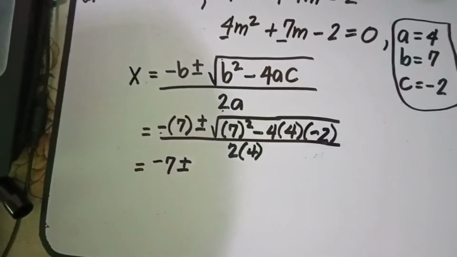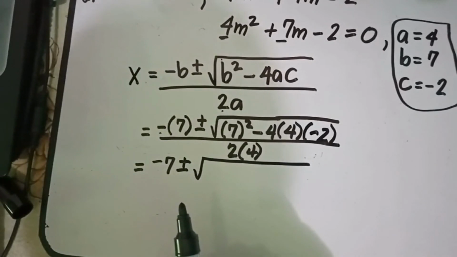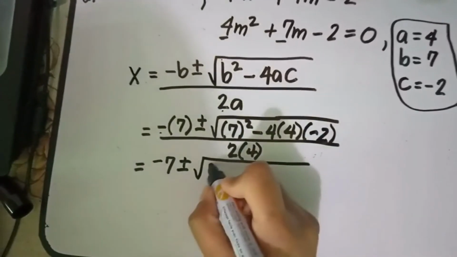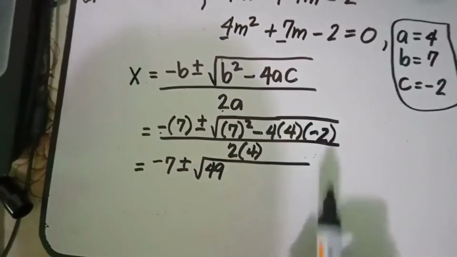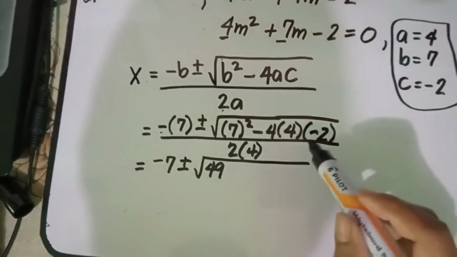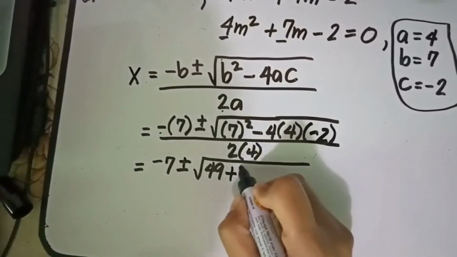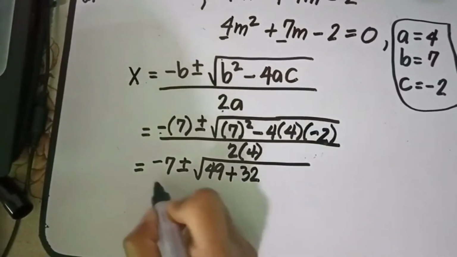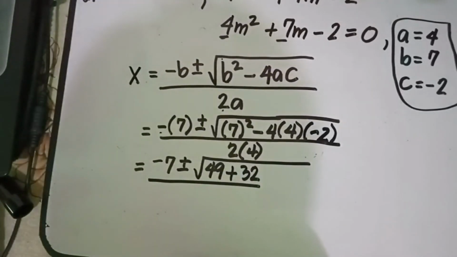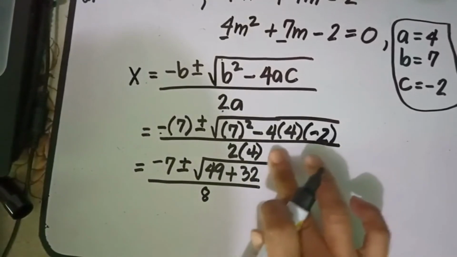Plus and minus the square root of 7 squared. That is 7 times 7, so you have 49. Then, negative 4 times 4, you have negative 16. Times negative 2, we have positive 32. All over 2 times 4. We have 8. Okay?